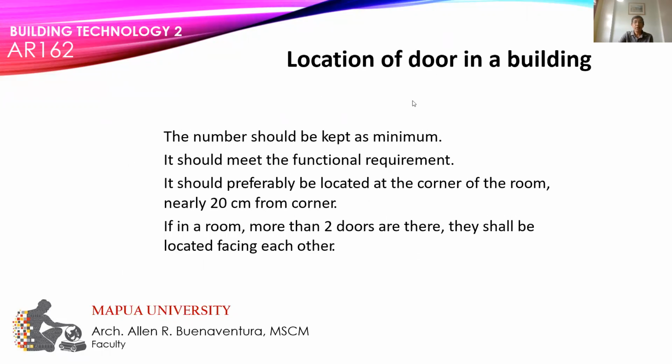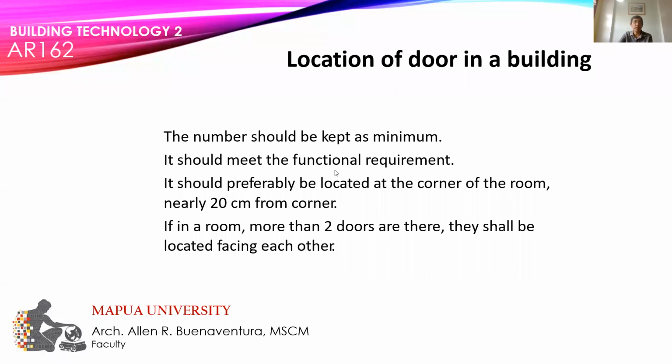As for the number and location of doors in a building, the number should be kept to a minimum. So, as much as possible, minimize the number of doors. It should meet the functional requirement. So the door width should be appropriate to the type of function of the room. It should preferably be located at the corner of a room, nearly 20 centimeters from the corner.